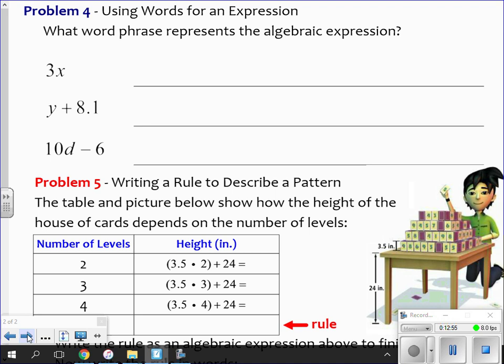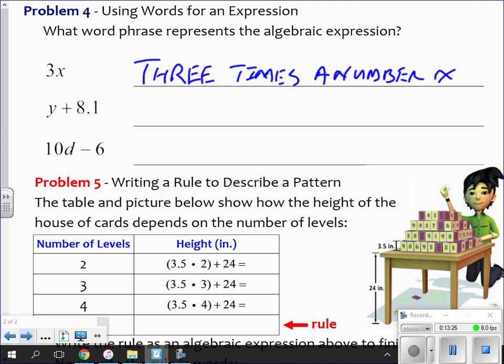Okay. Now, any of those is good. Anything that indicates you're taking 3 times whatever x is. Any way to indicate that would be fine. There's lots of possible answers. It would all be good. I'm going to go 3 times a number x.